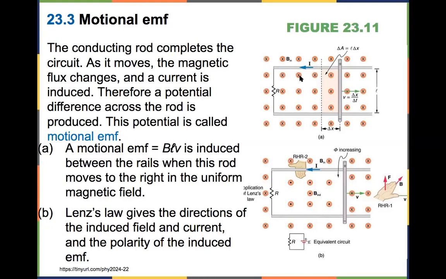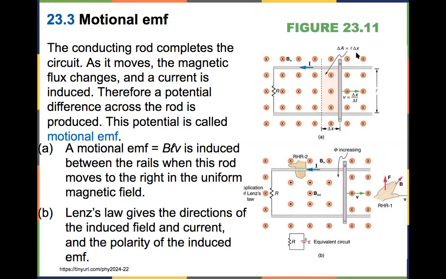Now finally, at time delta t later, the B field is not changing if we assume it's a constant B field, but the area of the circuit has changed by this small rectangle here, because delta x refers to the movement of the rod, and L, the length, is the distance between the two rails. So this rectangle is the increase in the area of the circuit. Let's say the increase of area delta A equals L times delta x.